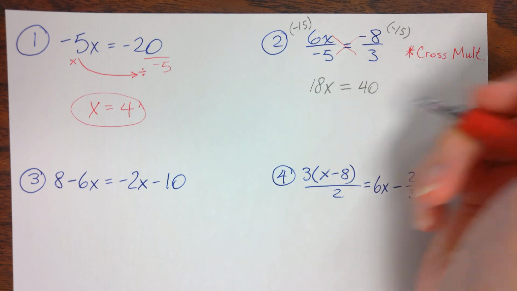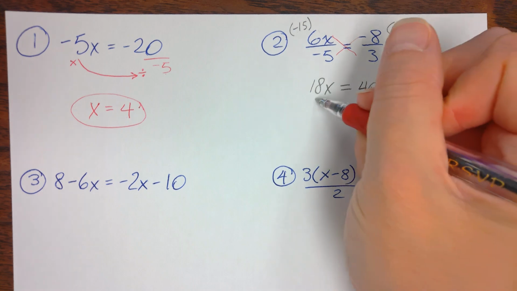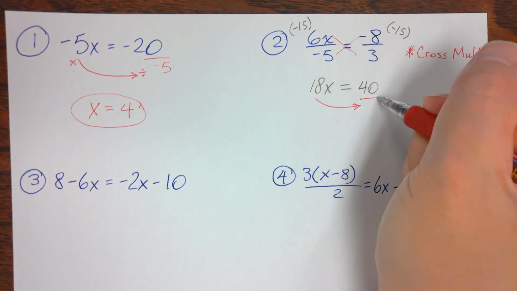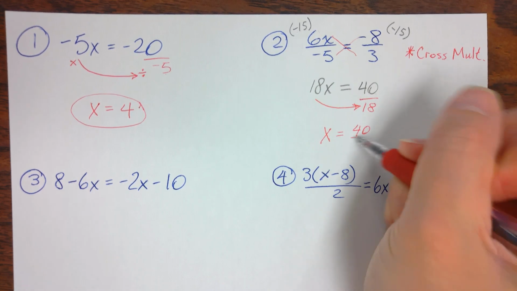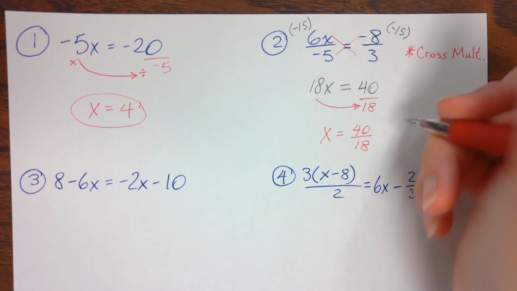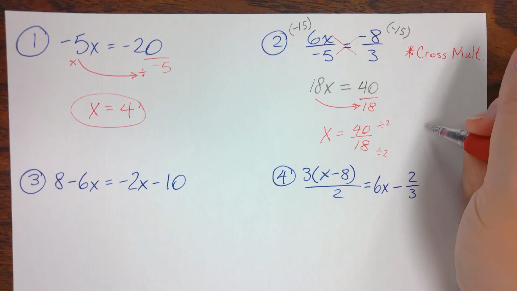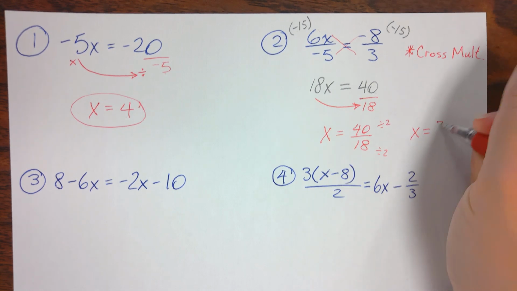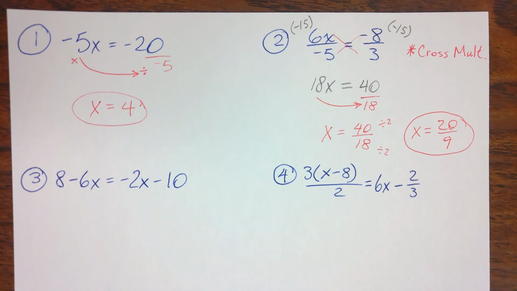So what's my last step here? Nicola? Move that 18 over by dividing. Okay, so x equals 40 over 18. Now I saw some of you wrote this as your final answer and you lost half a mark. Okay, right, good. Divided by 2. You can reduce this fraction. When you divide both top and bottom by 2, you get 20 over 9.